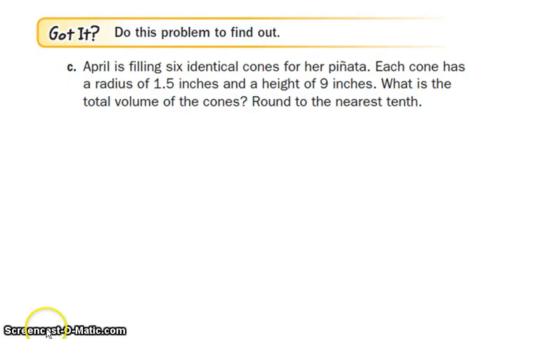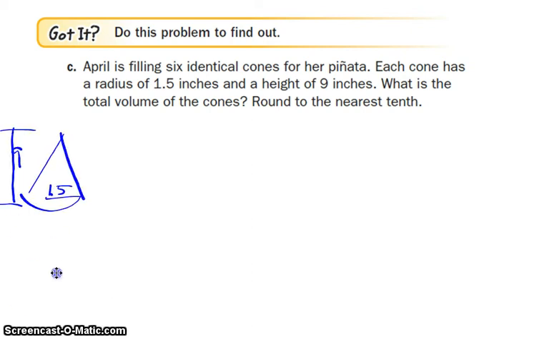Sometimes it helps if you draw a figure. So go ahead and sketch out a figure and then find the volume of the cone. The word problem says April is filling 6 identical cones for her piñata. Each cone has a radius of 1.5 inches and a height of 9 inches. What is the total volume of the cones? Round to the nearest tenth.